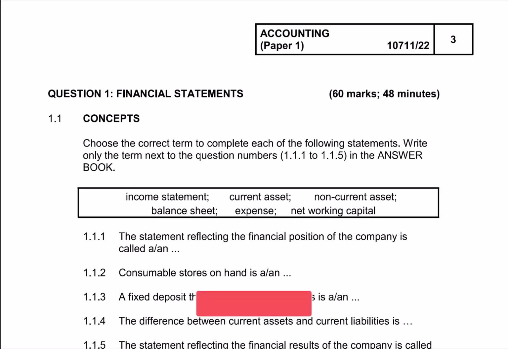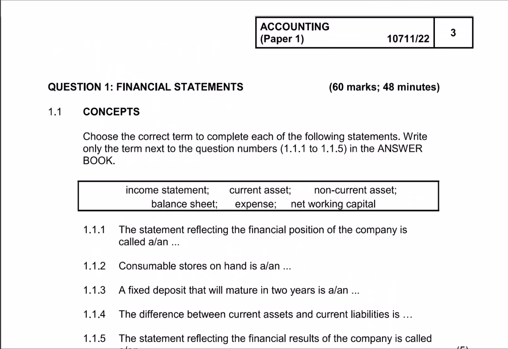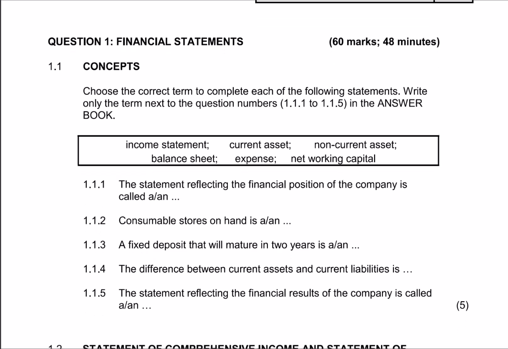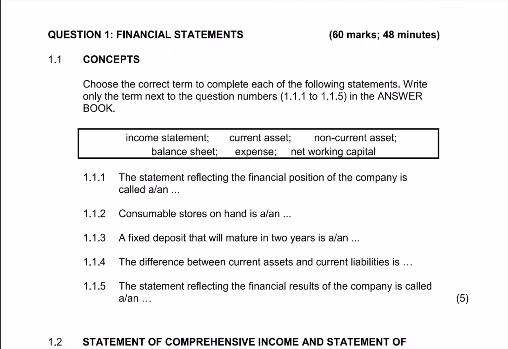Hi everyone, let's look at a question that incorporates financial statements, the statement of financial position and the income statement as well, the statement of comprehensive income. Let's look at that question and see how we get along. The first part is basically concept. Choose the correct term. To complete each of the following statements, write only the term next to the question number.